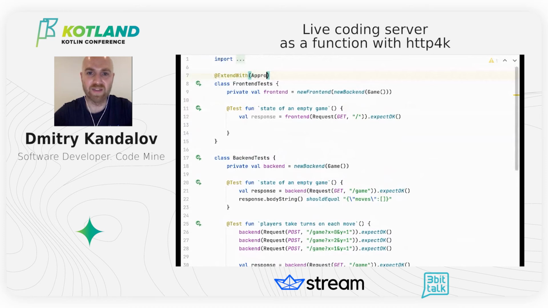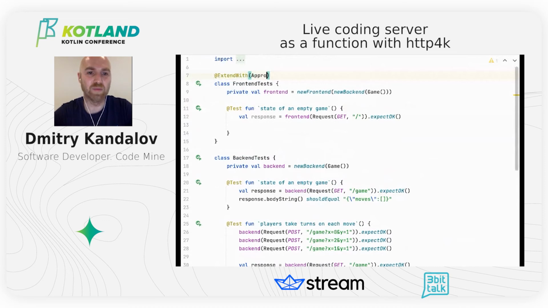What it means is that we can get an approver object in the test, and we can say assert approved response. If I run this now, I expect that it will fail. And it will fail because there is no approved content.